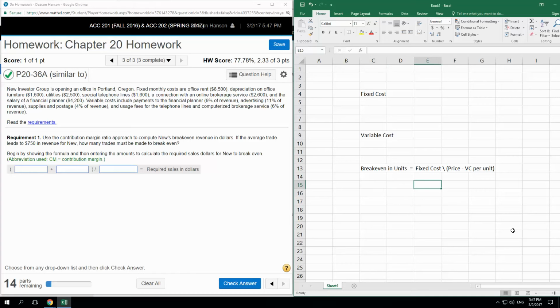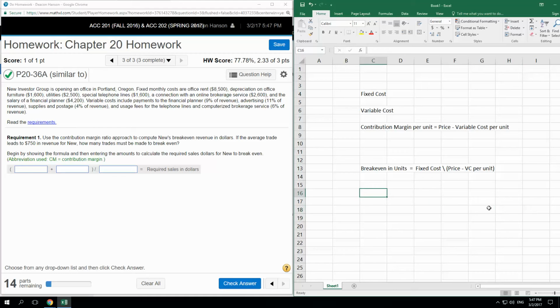Okay. So, this little thing in here, price minus variable cost per unit, right? Price minus variable costs per unit. That could also be called contribution margin per unit. So you could make yourself another definition over here. You could say contribution margin on a per unit basis equals price minus variable costs per unit. And I'm just abbreviating VC per unit for variable cost per unit. Okay. So that would be break even in units.